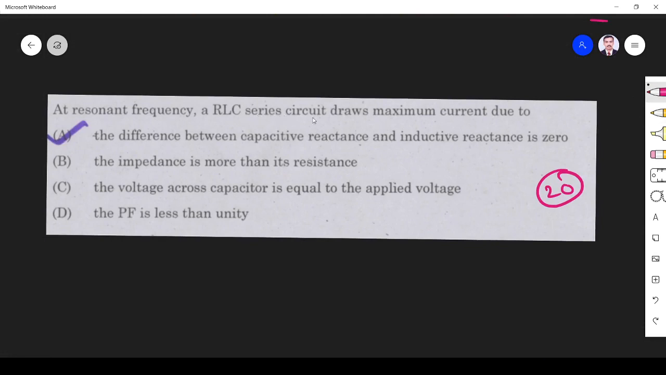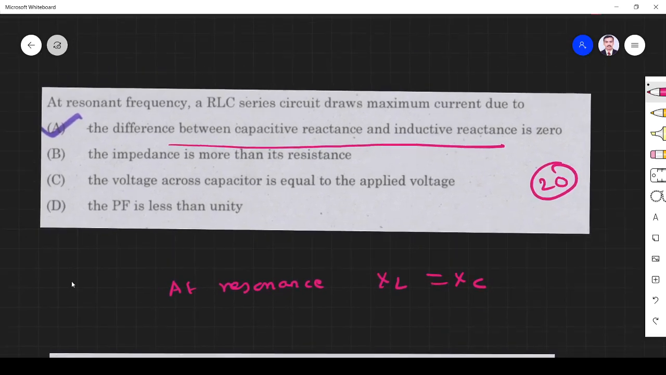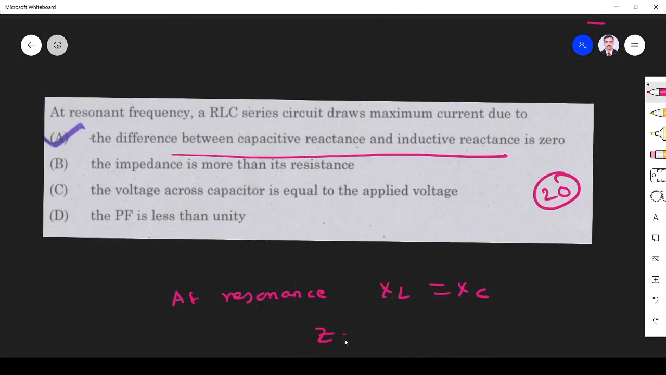Okay. Next one, at resonance frequency, an RLC series circuit draws maximum current due to what? We know at resonance frequency RLC draws maximum current due to the difference between the capacitive reactance and inductive reactance being 0. We know already, just now I told, at resonance XL is equal to XC. So what is the impedance? Impedance is equal to root of R squared plus XL minus XC whole squared. So this is 0, XL is equal to XC. So it is R. So I is equal to V by R.